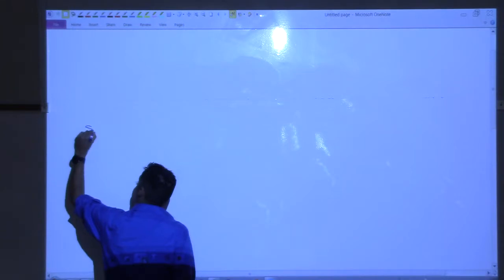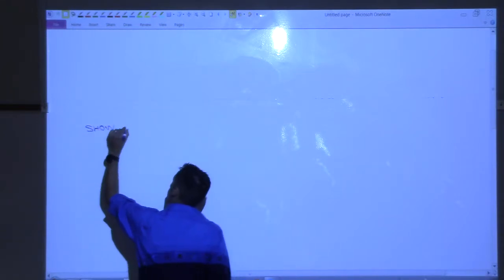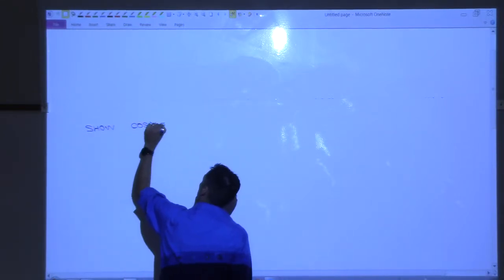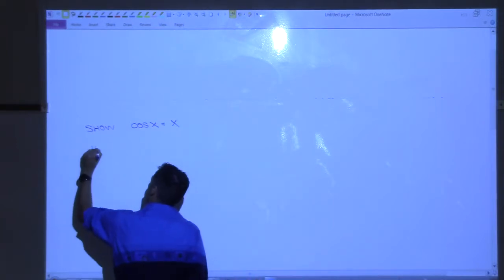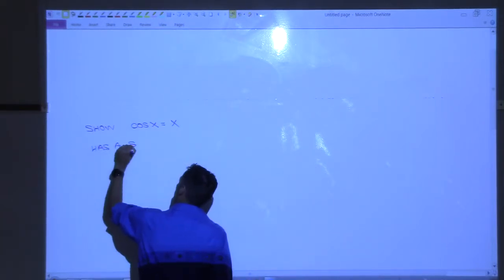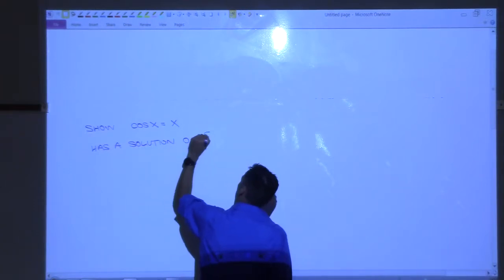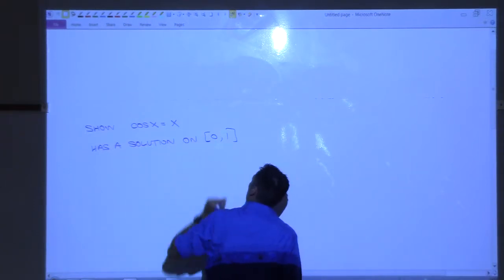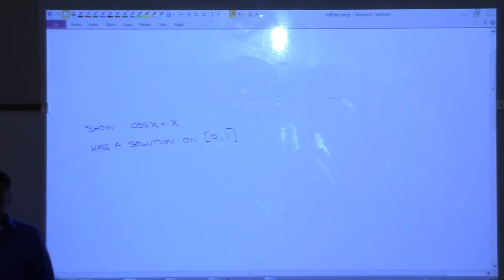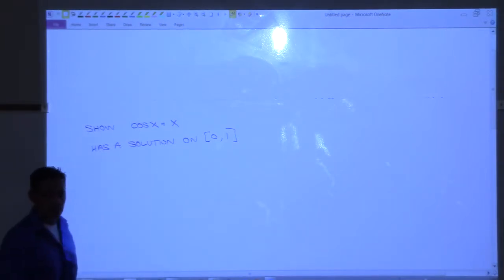We looked at a problem, I believe this was it. It was show that cosine x equals x has a solution on the interval 0, 1. Okay. We did this, I want to say months ago, when we were covering something called the intermediate value theorem.